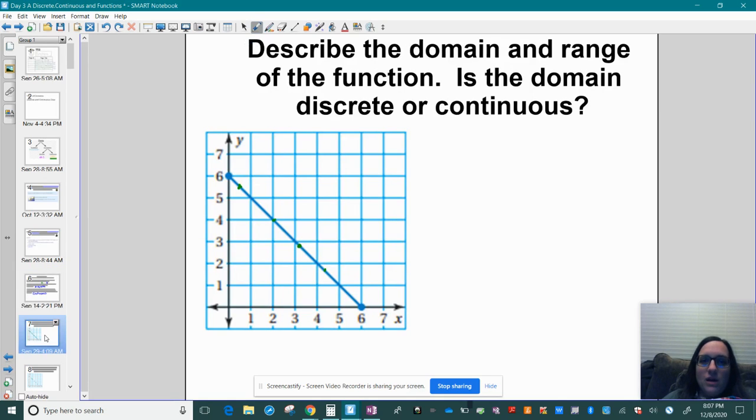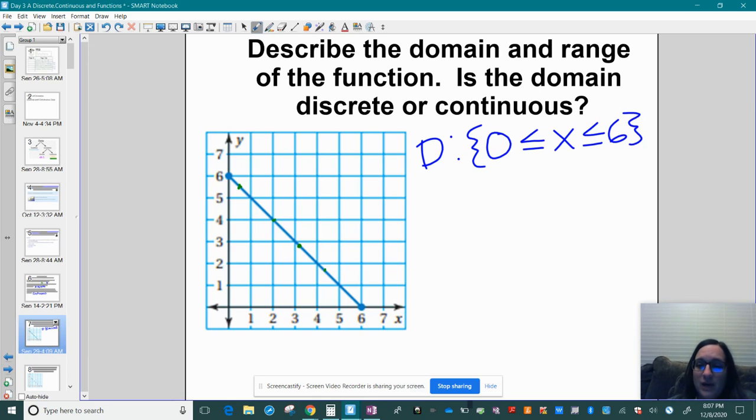Next. All right, let's start with describing the domain and range. So our domain is, and we need our little braces here. Okay. So our domain, we want all the numbers on our x-axis from 0 to 6. So if we want all of our numbers from 0 to 6 and they stop, we want 0 less than or equal to x less than or equal to 6. How do we know we were from 0 to 6? Well, we're looking at our x-axis, right? Because domain is our x coordinates.